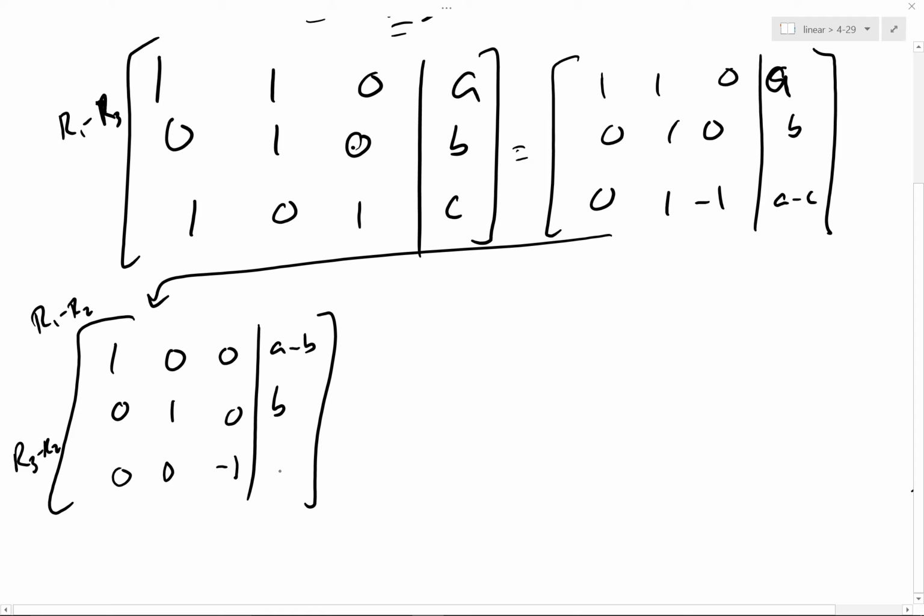And that would be A minus B minus C. Okay? Now we're in reduced row echelon form. There it is. Perfect. Now, if you look at this thing here, what can be done here? Well, if you do this, if you do that, then let's think about that.